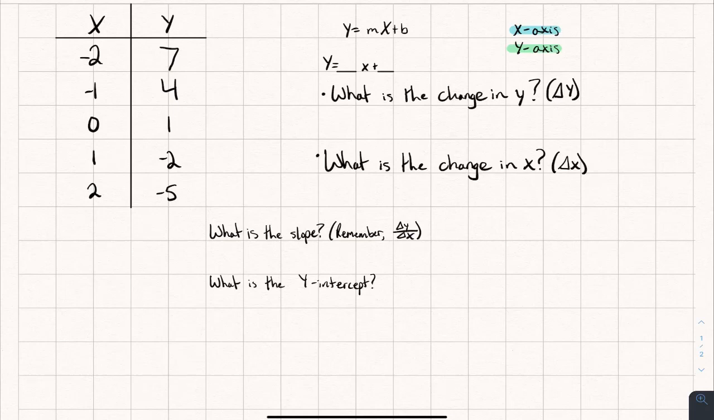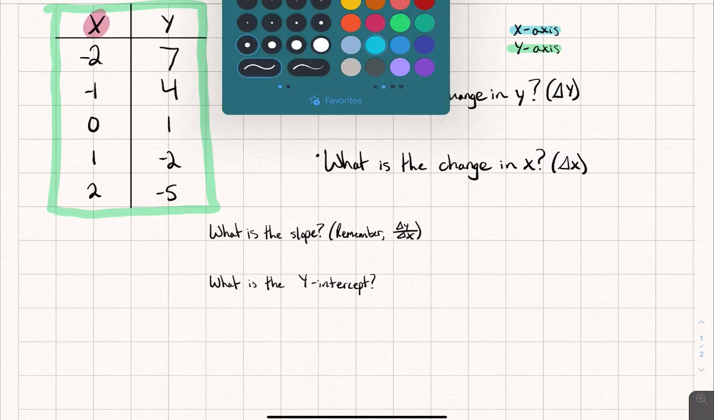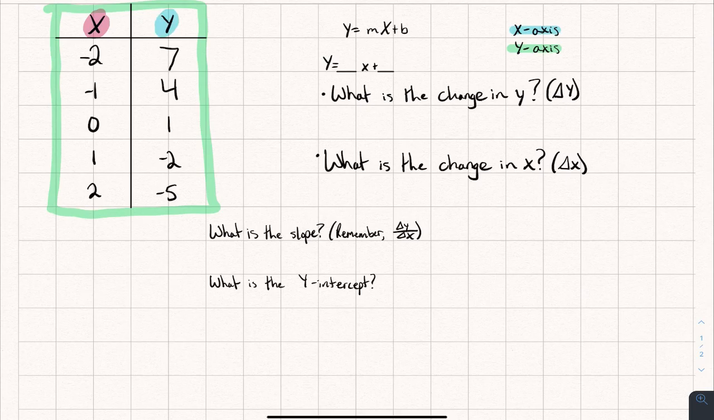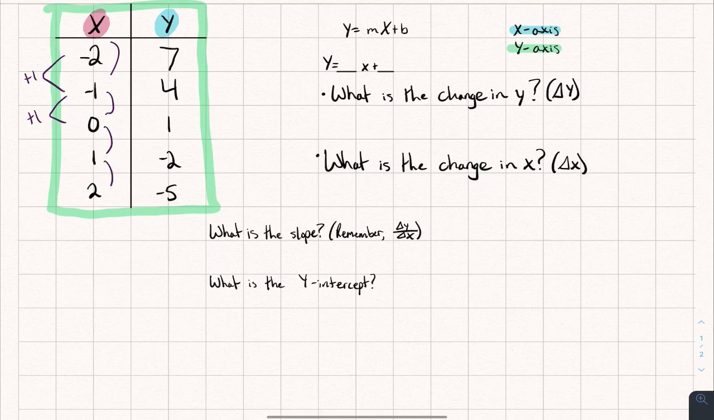What we're going to do today is take a look at writing an equation in slope-intercept form when given a table. You can see that in our table we have our x values and we have our y values. If we take a look at our table, we see that x is increasing by 1 every single time, because we go from -2 to -1 to 0 to 1 to 2. So if our x values are increasing by 1 every single time, we've got to find out how much our y values are increasing by.